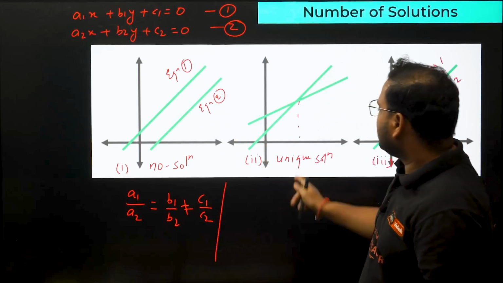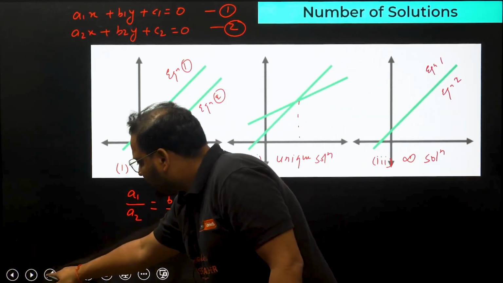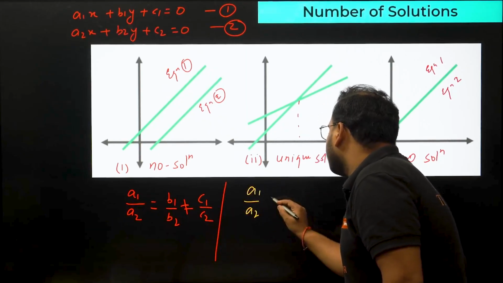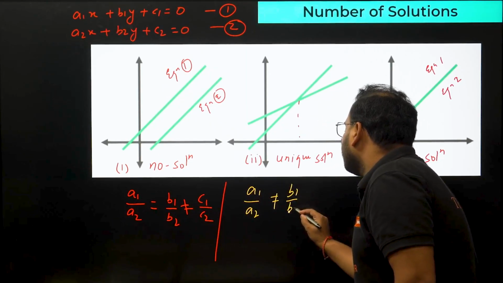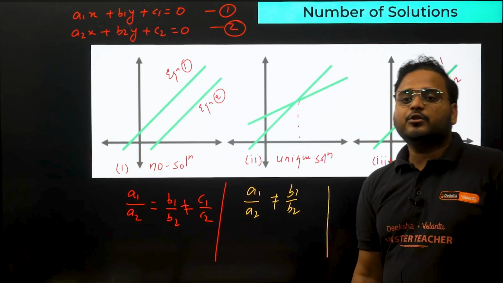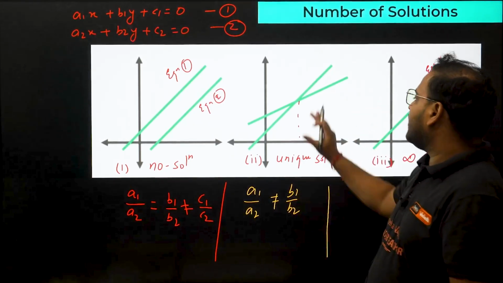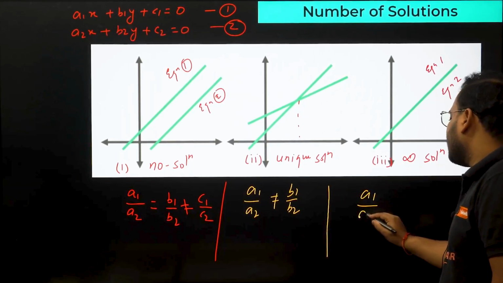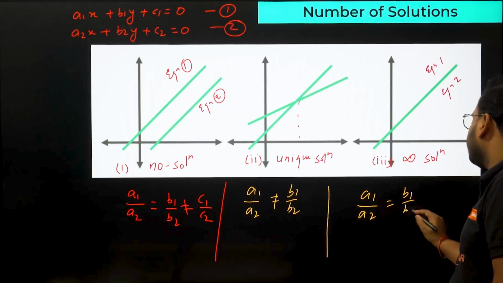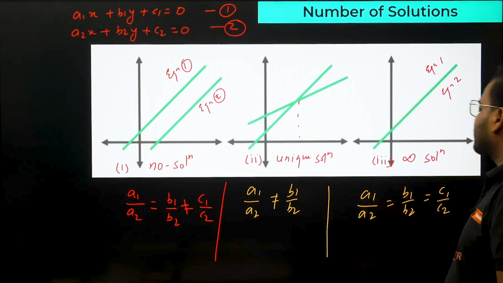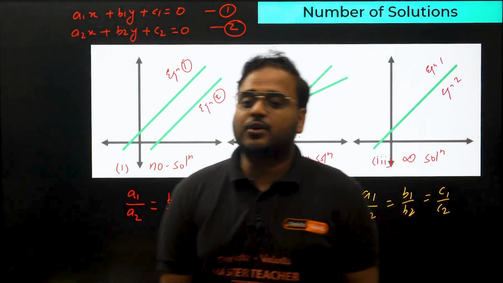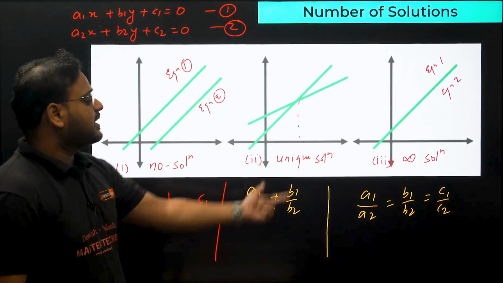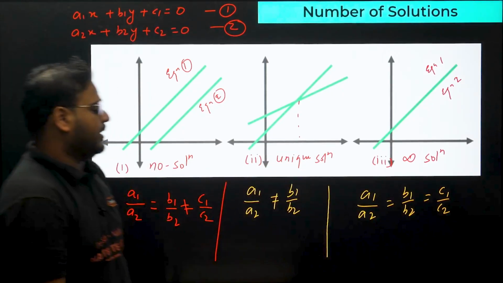Moving on. The algebraic condition for a unique solution is very simple. A1 by A2 should not be equal to B1 by B2. That's the condition for a unique solution. Next one, infinite solutions. I hope you can all guess now. A1 by A2 equals B1 by B2 equals C1 by C2. When you get that, the coefficients and the constants are proportional. Can you see this? They are proportional, right? When you have that, it becomes an infinite number of solutions, basically overlapping in nature.